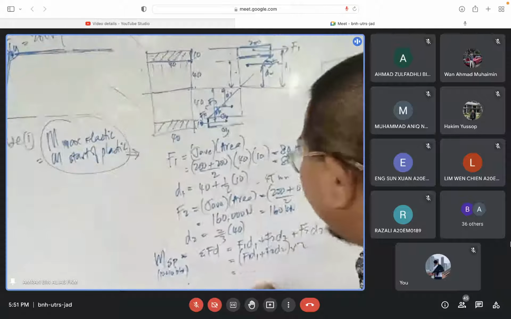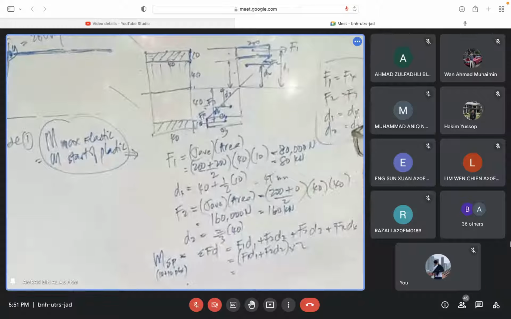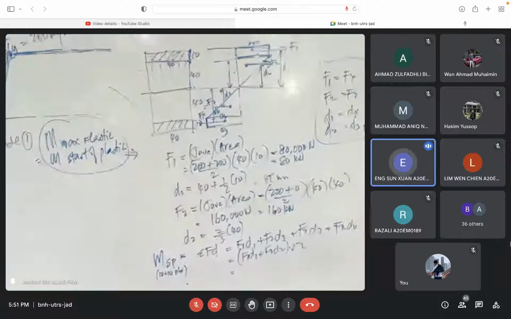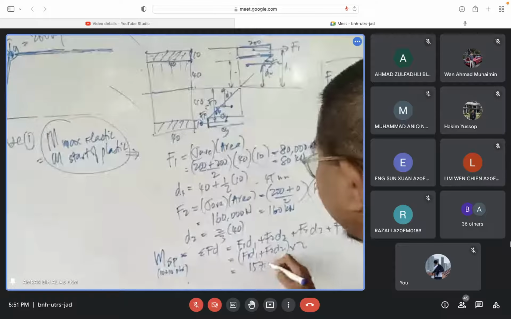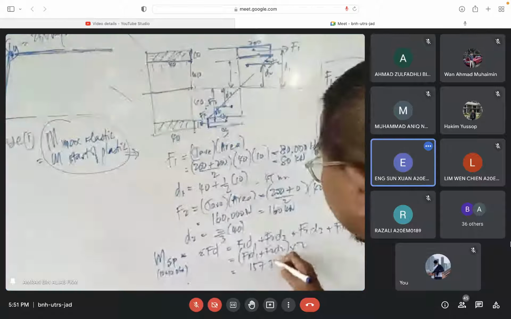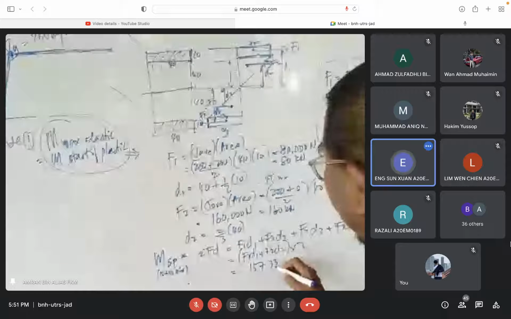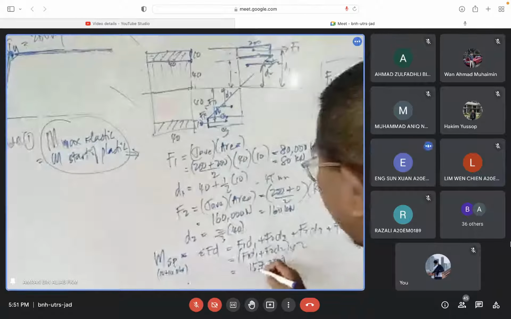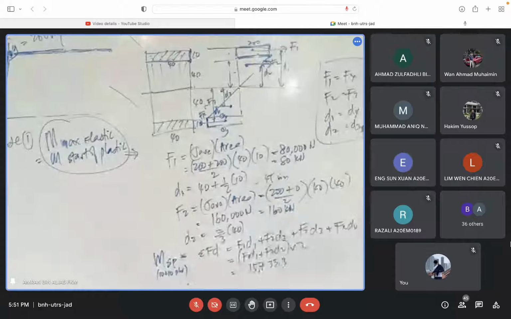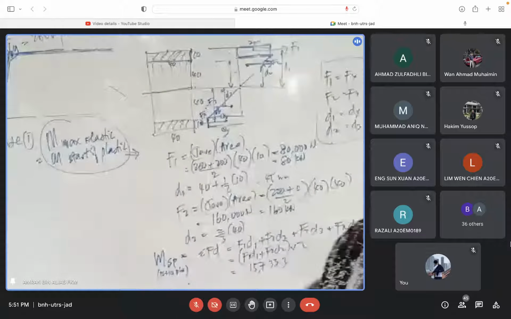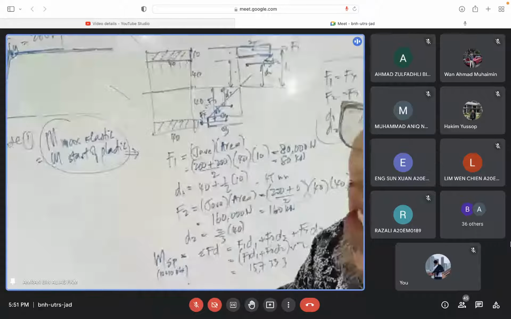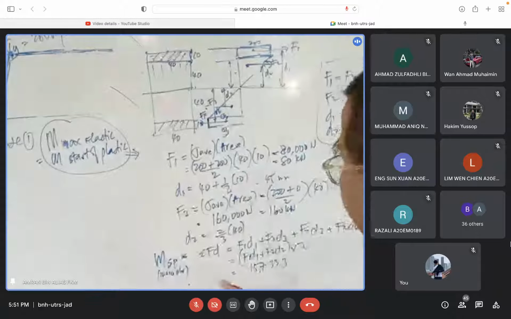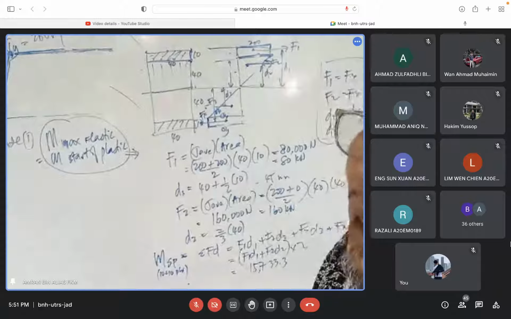So what is the value there? 15733.3. Before this, how many thousand was it? 13.333 thousand. Now it's 15.733.